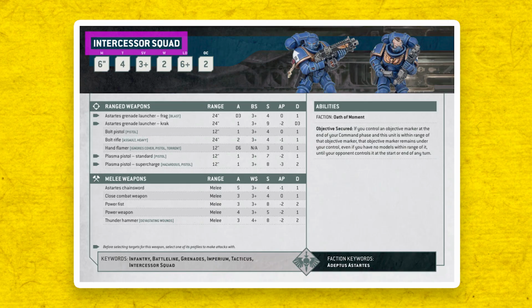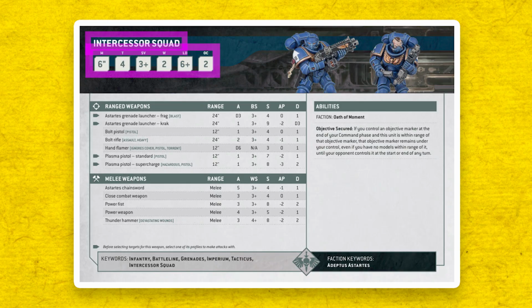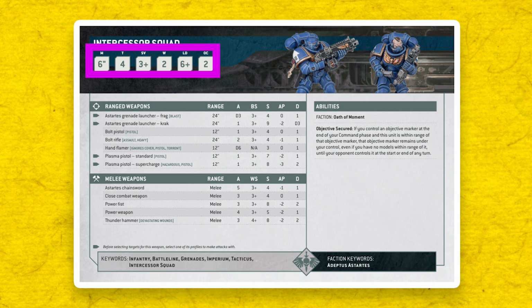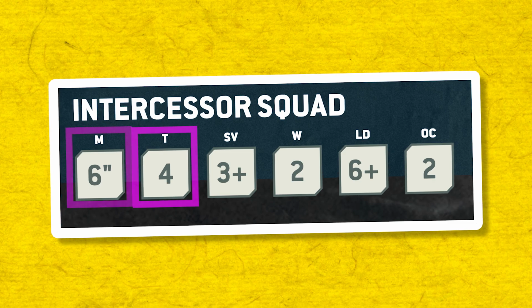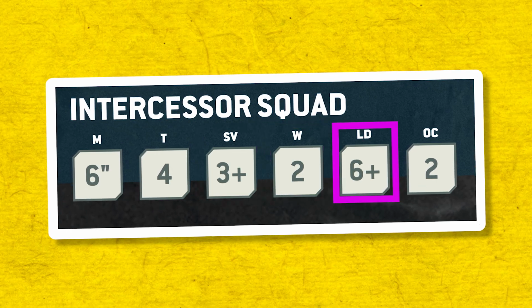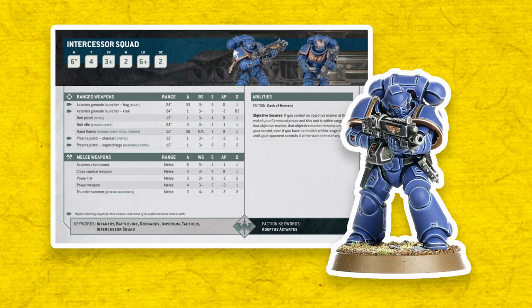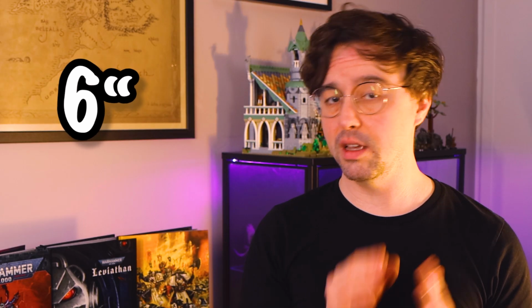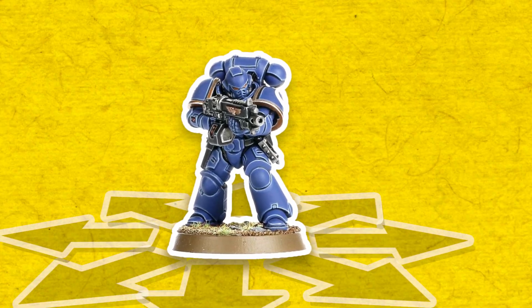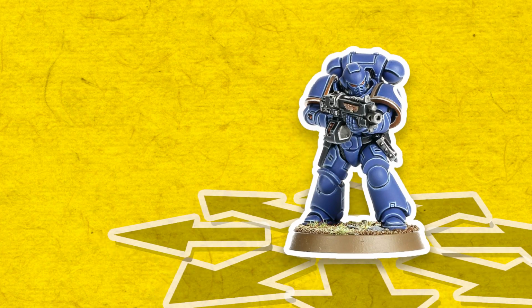Firstly, you'll see the unit's name and a row of numbers, which covers the basic stats of each of the models in the unit. Let's work through each of these one by one so you can understand how each works. M is for movement in inches. So my Intercessor here has a 6-inch movement. Inches is what that double apostrophe means if you didn't know. So when it's my turn to do a movement, my Intercessor here can move 6 inches in any direction.